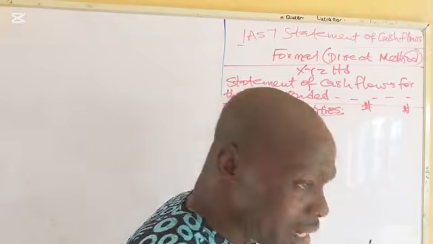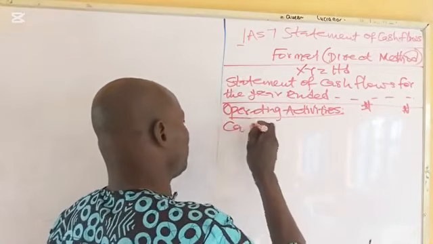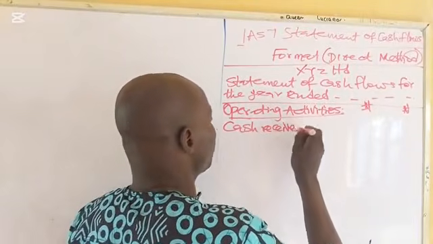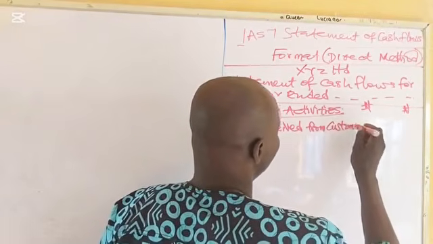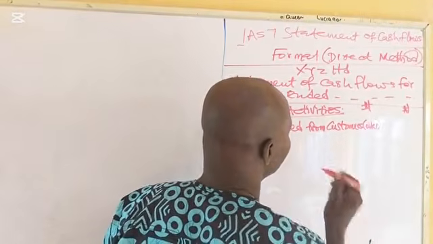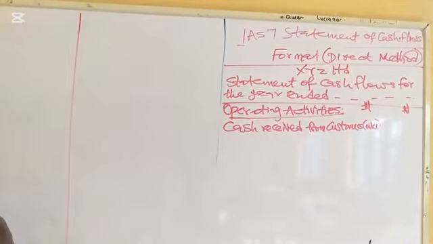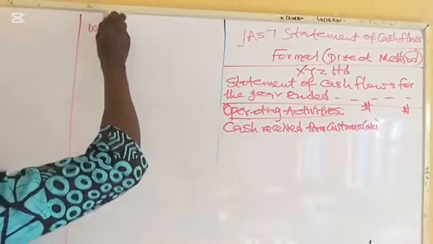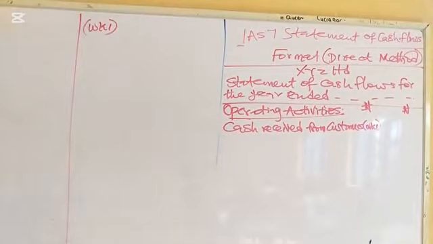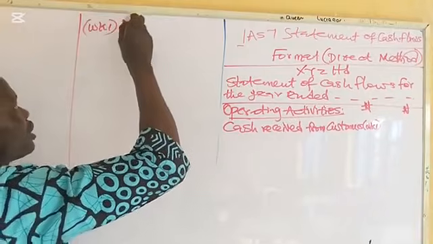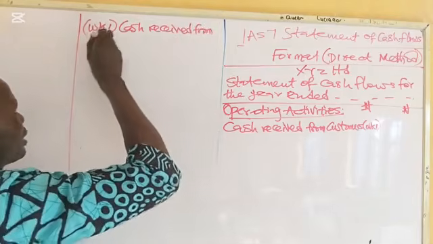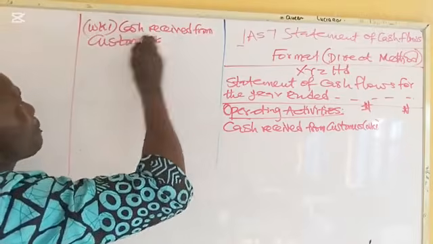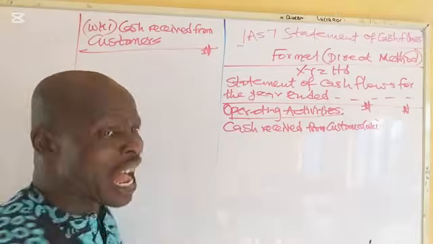So, operating activities, we have cash received from customers. Working number one. Cash received from customers, for the purpose of statement of cash flows.